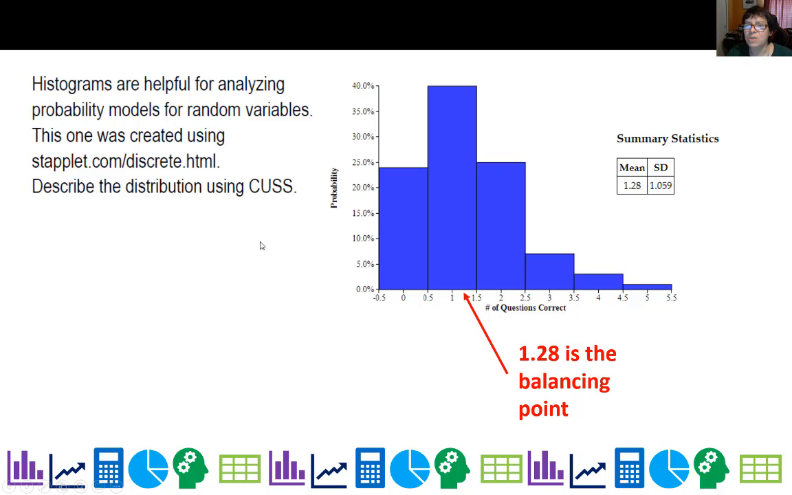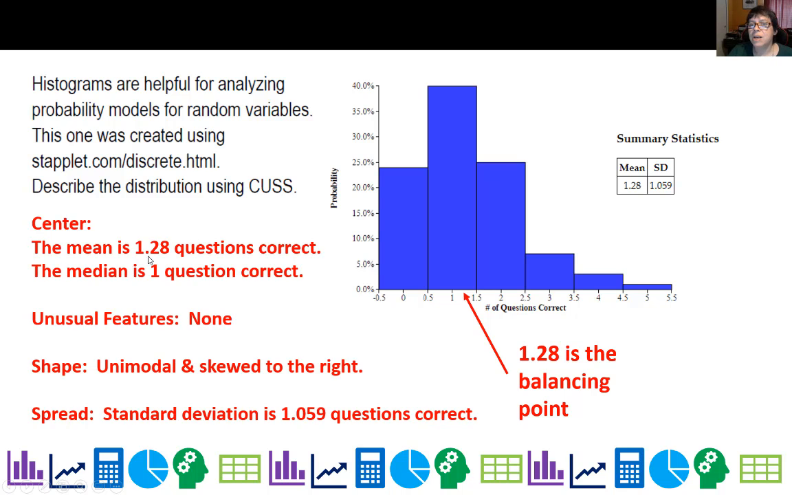All right, so let's go ahead and describe this distribution using CUS, because we want to be able to describe any distribution. The center, well, we can use the mean or the median. The mean is 1.28 questions correct. The median, how do I know the median is 1 question correct? Well, I got over 20% here and 40% here. So by the first 50%, I'm going to hit the 1. So that's definitely your median. I could also figure out that 1 is Q1 as well. And I bet you that Q3 is 2, just saying. So I could figure out some of my other numbers.